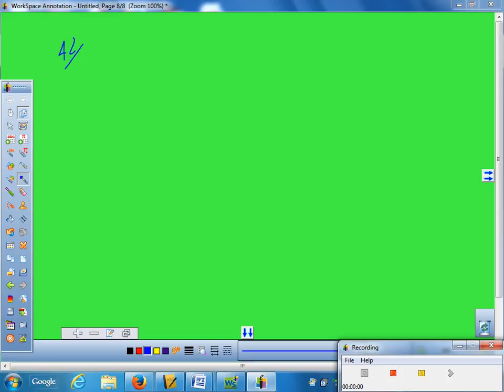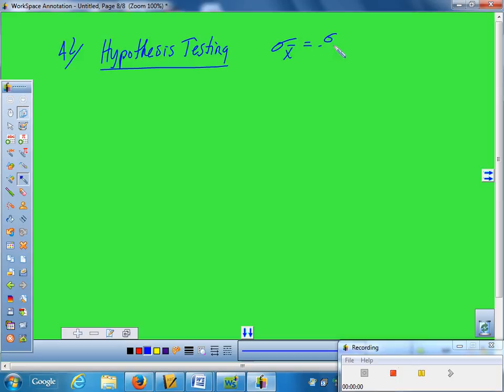Last but not least is 42, which is a hypothesis testing problem. And if you'll recall, to do hypothesis testing, those formulas I had on the previous screen, we're still going to need standard error, and we're going to need the z-star, a different z-score formula, which is the sample mean minus the population mean over standard error.